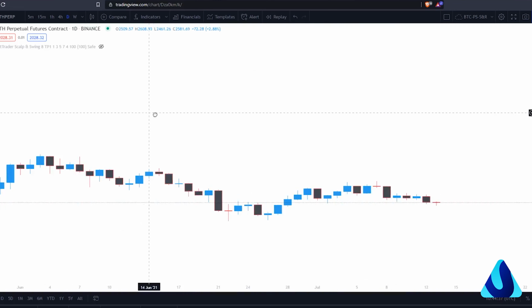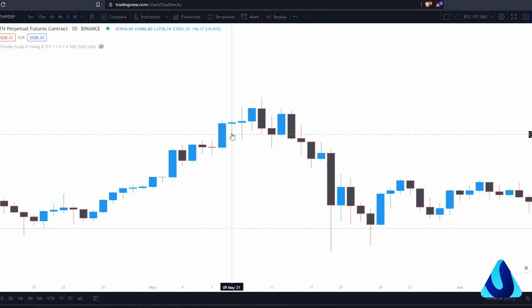So if we just zoom in here, for instance, this candle was for the 8th of May. And how this works is, a blue candle will more than likely be green on your TradingView if you haven't changed the colors. But a blue candle for me is a bullish candle, essentially. And a dark gray with a red outline is a bearish candle. So price goes up, we've got a blue candle. Price goes down, we've got a gray with red.